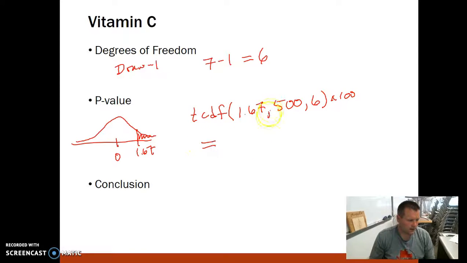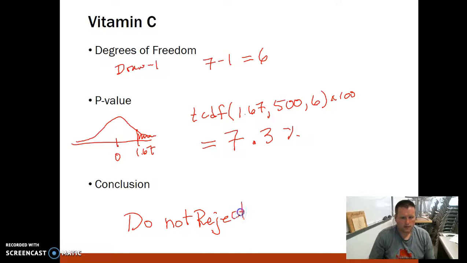And when I do that, again, you guys can do this, I'm going to get 7.3%. And so this is greater than 5%. And so I'm going to conclude that I do not reject the null. Okay, that would be my conclusion. Okay, so that is t-distributions, only when we're doing small sample size. So there's 2 examples for you. You should be able to do that from the assignment as well.